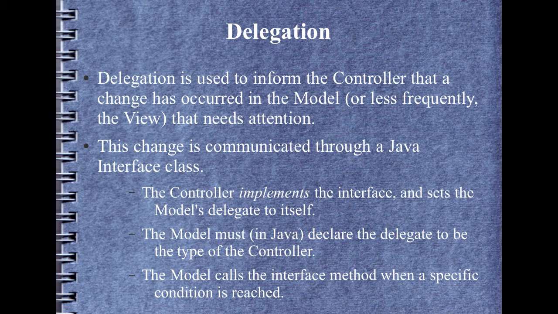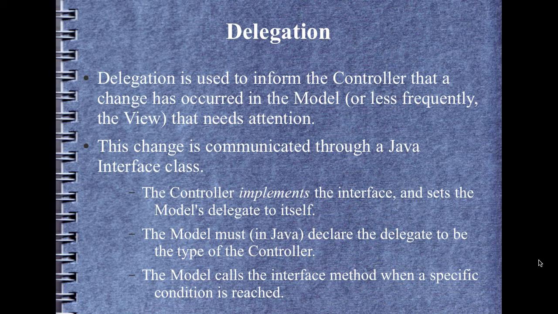So in Java, the model must declare that delegate object to be the type of the controller. And then it can call the controller's method through the interface. And we use an interface to make sure that everything is kept neat and clean. So an interface is a class full of virtual methods. Those methods are implemented by the controller. They are called by the model. So we have a virtual method that's called from the model, but the controller gets to implement it.